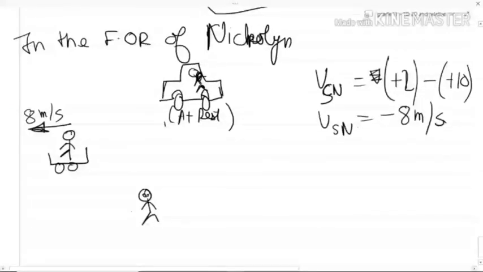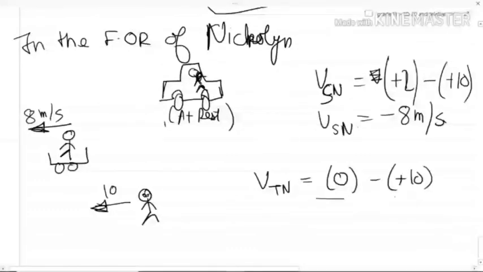He'll be going backwards 10 meter per second. So very good. So basically the velocity of Tanish with respect to Nicolene will be equal to 0 minus plus 10, which is basically minus 10 meter per second. Is this clear, guys?